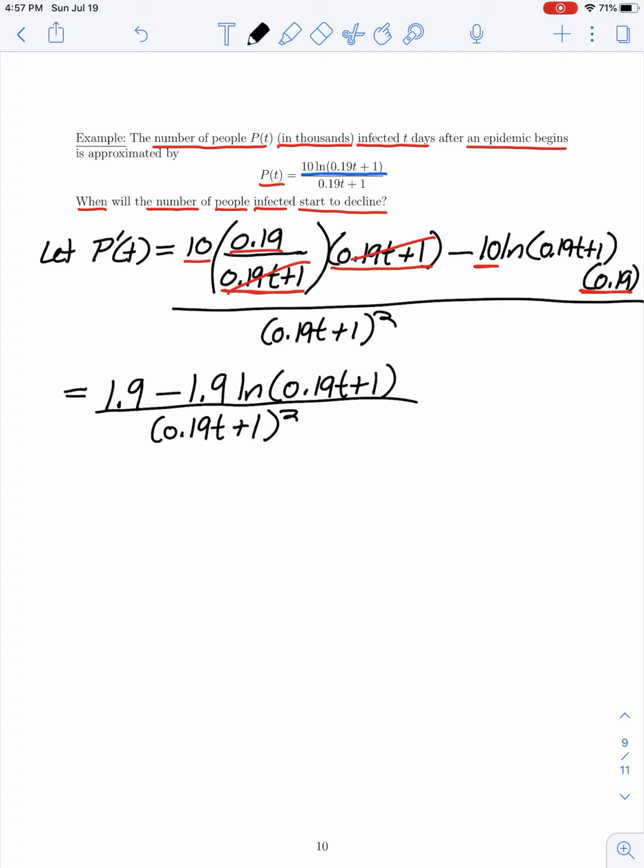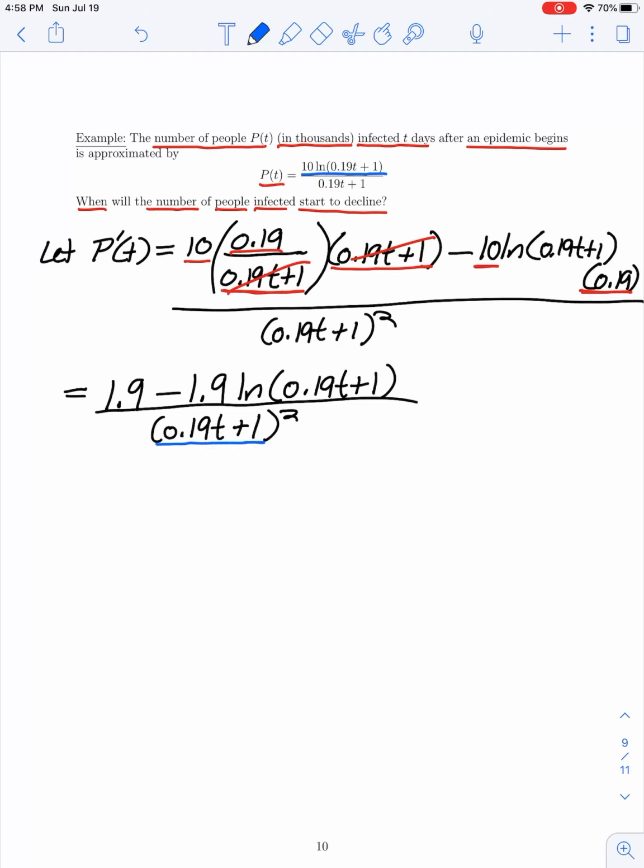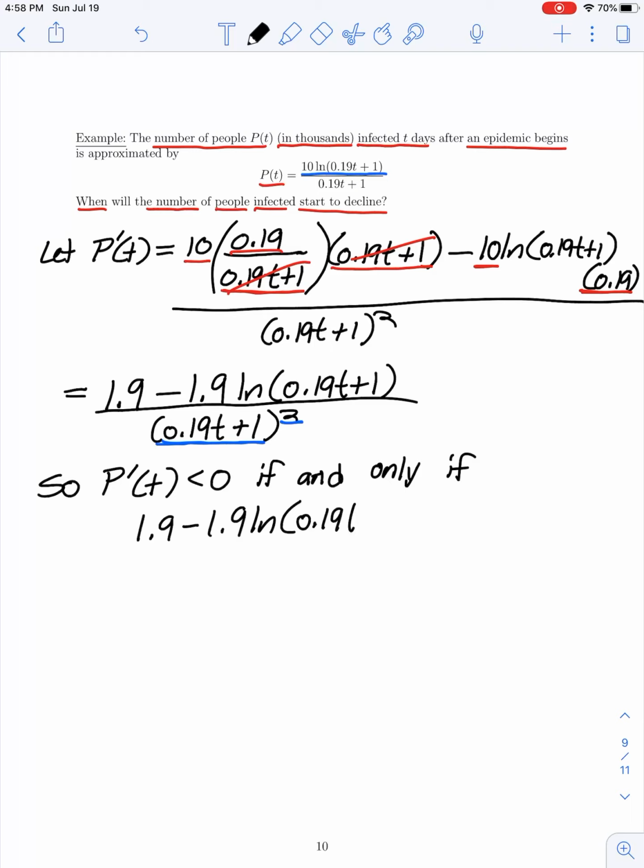So to determine when the number of people infected starts to decline, we want to know where this function is decreasing, or where this derivative that we just found would be less than 0. So to determine the sign of our derivative, let's think about this. Our denominator, 0.19t plus 1, when we square it, will always be positive. So the denominator is always positive, which means that the sign of the derivative is determined only by the numerator. So we can say here that our derivative, P prime of t, will be negative if and only if our numerator, which was 1.9 minus 1.9 times the natural log of 0.19t plus 1, is less than 0.